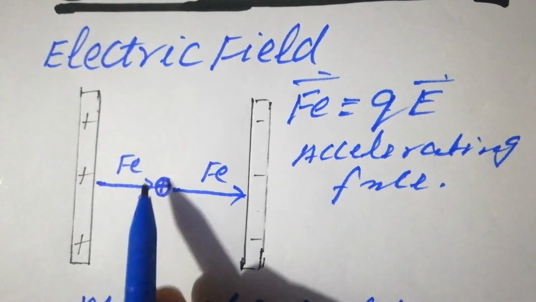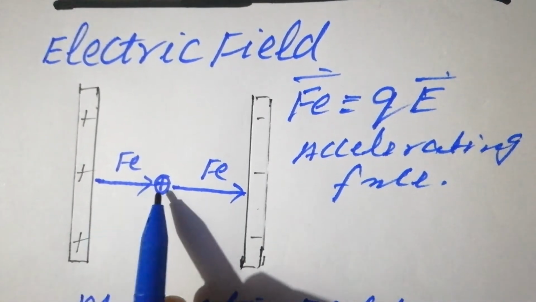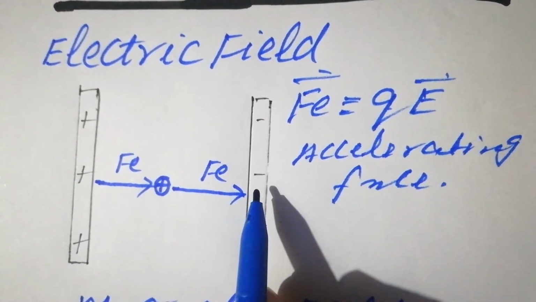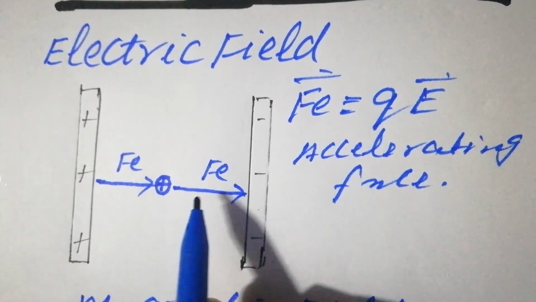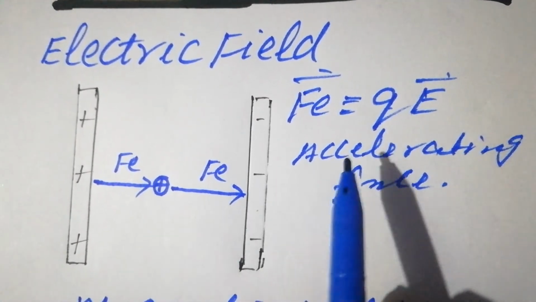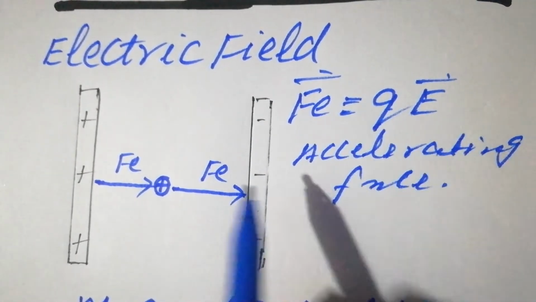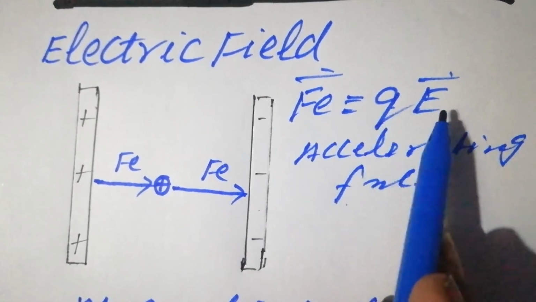So here the velocity is minimum, and then the forces will push that charge towards this end, and its velocity increases. So the velocity changes, and therefore there will be an acceleration. So that is the electric force, F is equal to QE. It means the electric force is an accelerating force and its value is equal to this.